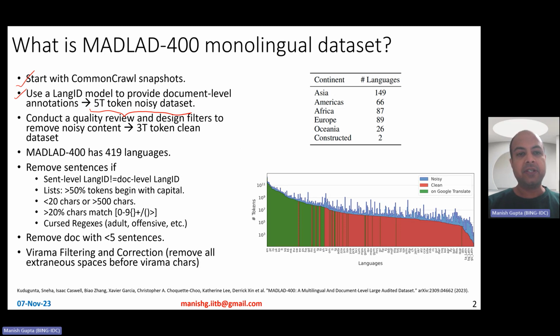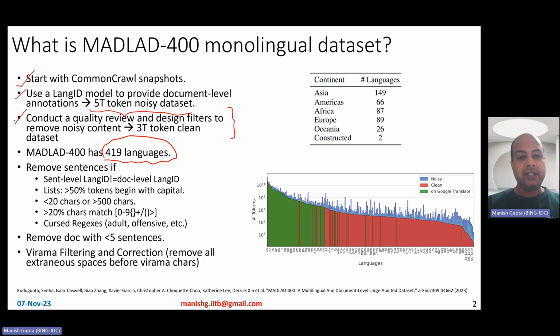The way they clean it up is by doing manual annotations and a little bit of manual quality checking. Of course, they don't annotate everything, but they look at languages that they can understand, scripts that they can understand, and so on. They conduct a quality review and then design appropriate filters to remove noisy content, leading finally to a 3 trillion token clean dataset. That's a large dataset containing 419 languages. So, nicely identified, 419 languages on a document corpus containing 3 trillion tokens.